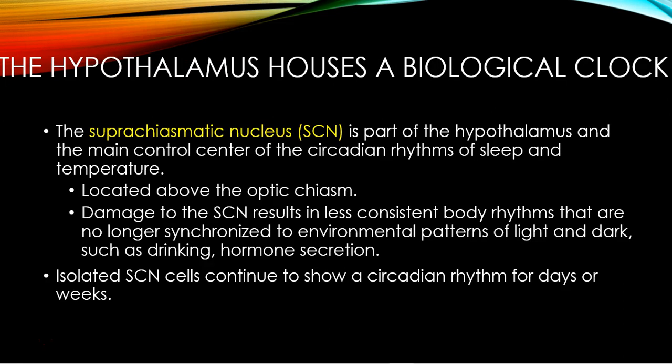The suprachiasmatic nucleus, or SCN, is part of the hypothalamus and seems to be the main control center of our circadian rhythms of sleep and temperature. It's located above the optic chiasm, and damage to the SCN results in less consistent body rhythms that are no longer synchronized to the environmental patterns of light and dark. In fact, if you isolate these cells from the SCN, they will continue to show a circadian rhythm for days or even weeks.